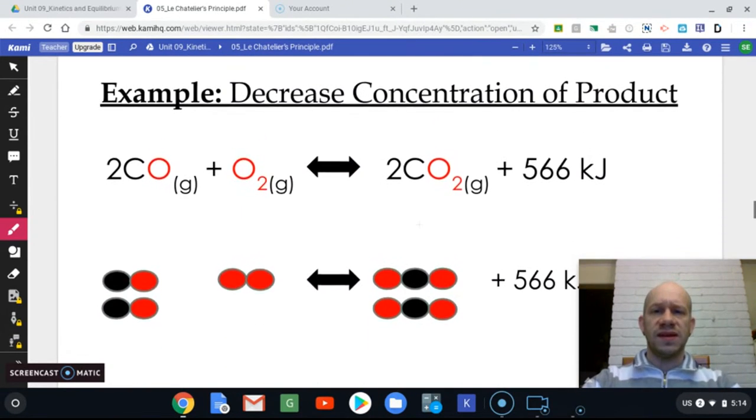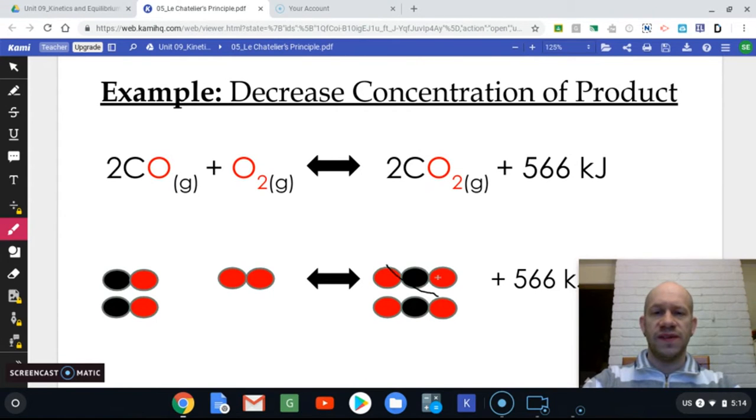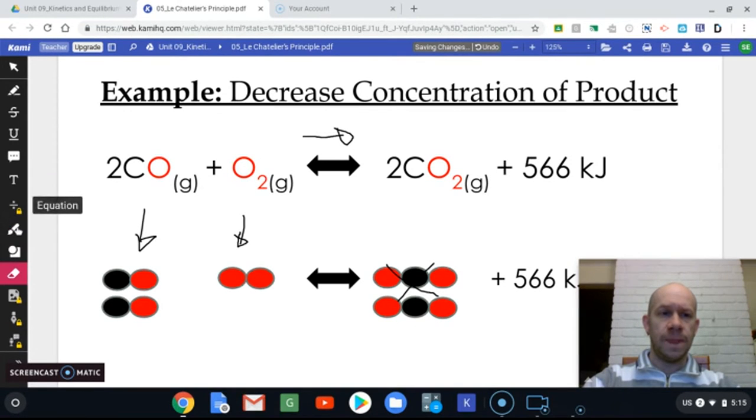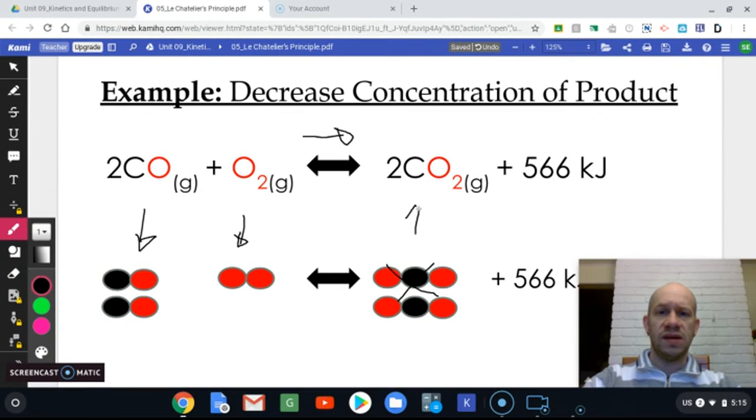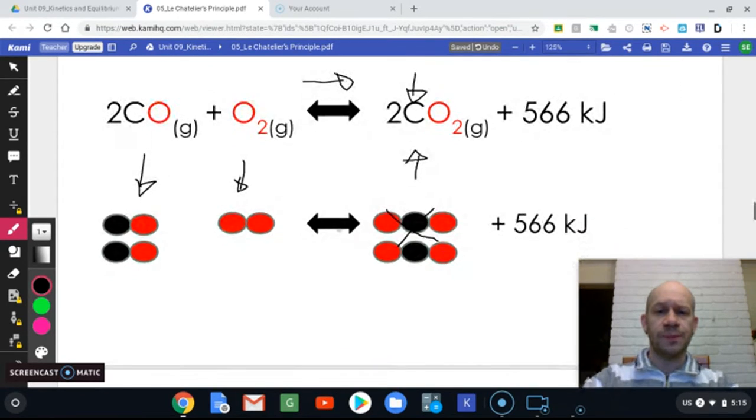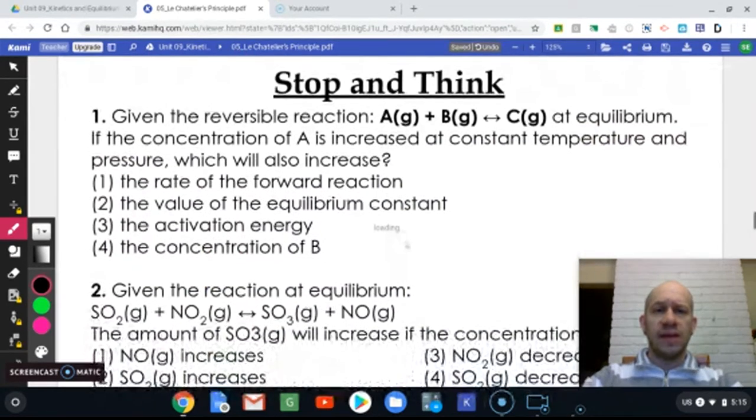If I decrease the concentration of a product, so for example, if I take this stuff away, I'm going to decrease this, I'm going to shift towards what I took away. So the shift is going to be in the same direction, and these reactants will decrease, and my CO2 will increase. So if I take this away, my equilibrium will shift. So stop and think.